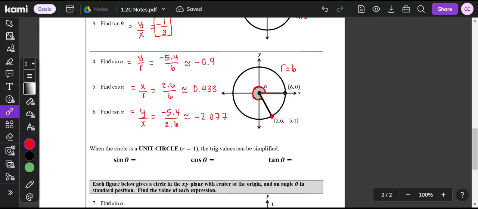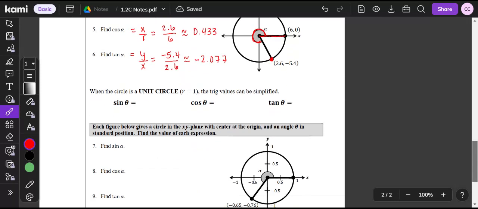Okay, so once again, sine is going to be y divided by r. So you're going to take the y coordinate, -5.4 divided by 6. Cosine is x over r, so I have that here. And then tangent is y over x. So I'm going to go -5.4 because that's the y coordinate divided by 2.6. And if I plug those into a calculator, I get approximately -0.9 for sine, 0.433 for cosine, and about -2.077 for tangent.